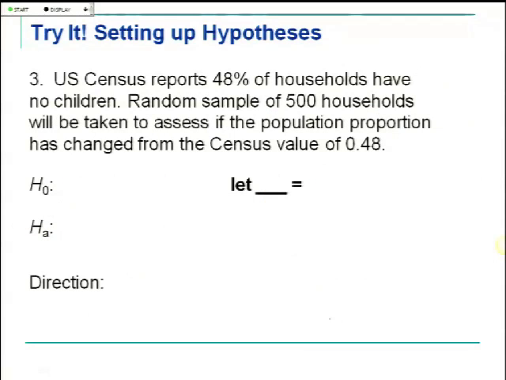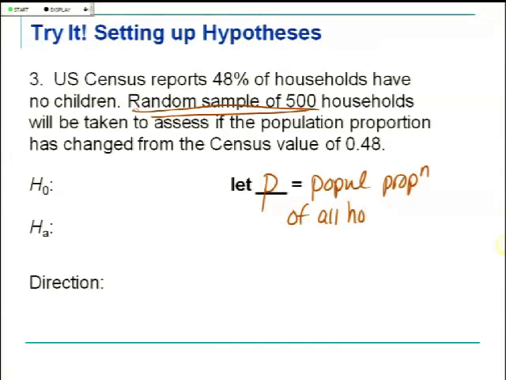And this one is based on a census report that said 48% of all households have no children. We want to learn to see if that rate is still applicable today. So we're going to take a nice large random sample of 500 households to see if the population rate has changed from that 0.48. So P, again, is going to be defined. It's actually right in our words here. It's the population proportion of all households today that have what attribute? They have no children in residence.